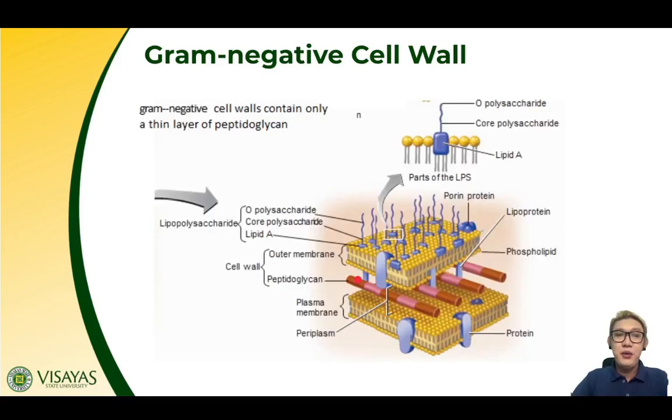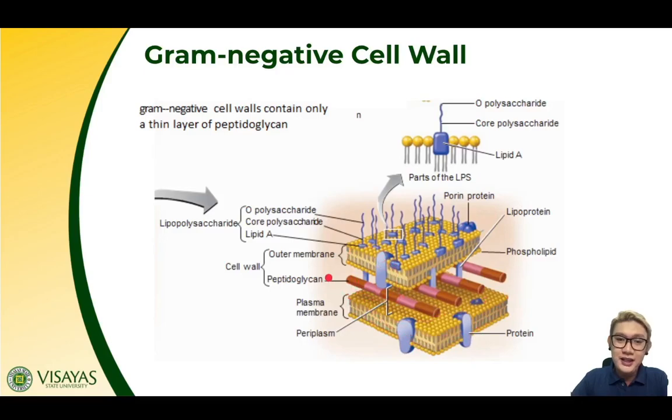The gram-negative cell wall, on the other hand, contains only a thin layer of peptidoglycan. But what makes it different from gram-positive, aside from having a thin layer of peptidoglycan, is the presence of the outer membrane. So if you notice here, aside from the inner membrane or the plasma membrane of the gram-negative bacterial cell, it also has an outer membrane.